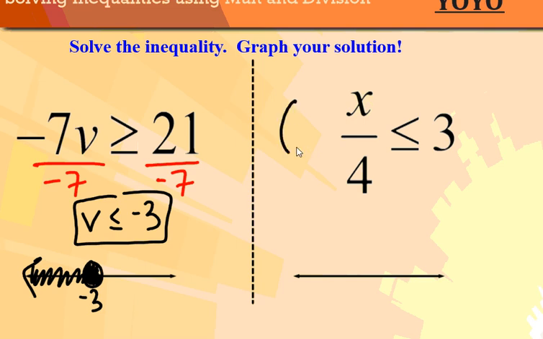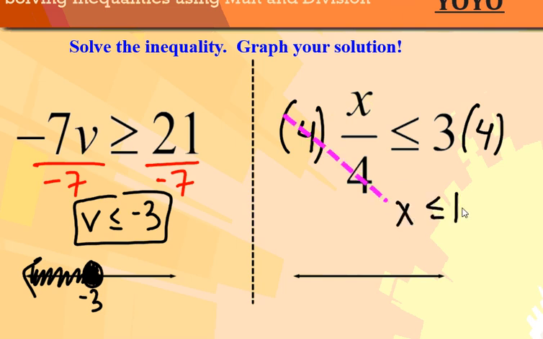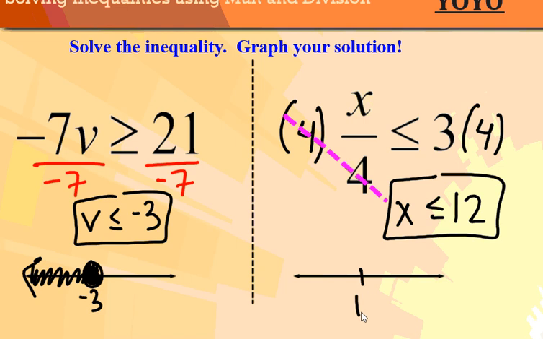Over here, how do I undo division? I multiply both sides by 4. When I do that, these would cancel each other out. I then get x, and I don't need to change the sign of my inequality because I multiplied by a positive. Positives don't change signs of numbers. They won't change signs of inequalities either. I get 12, and anything less than it would make a true statement. So there's your answers to those ones.